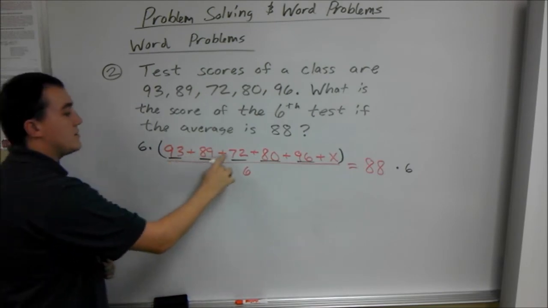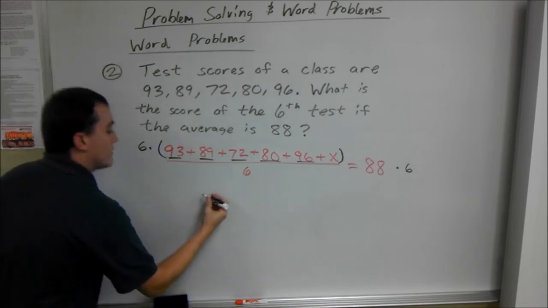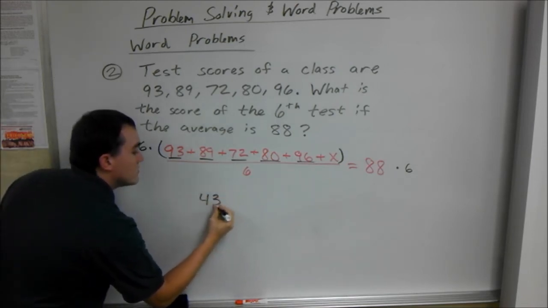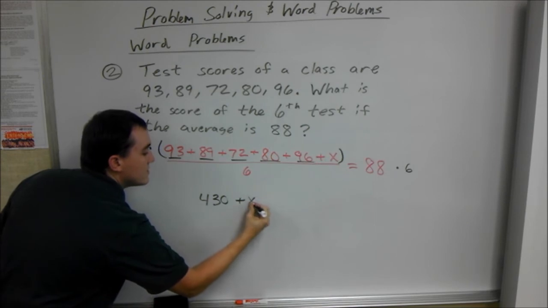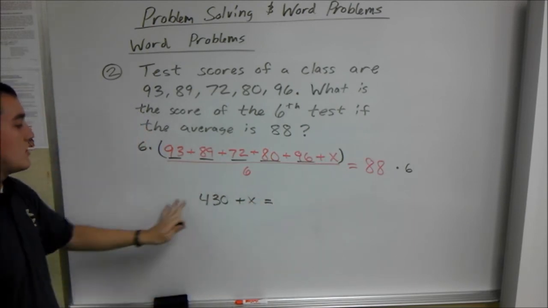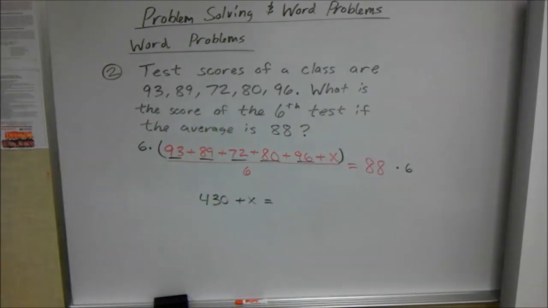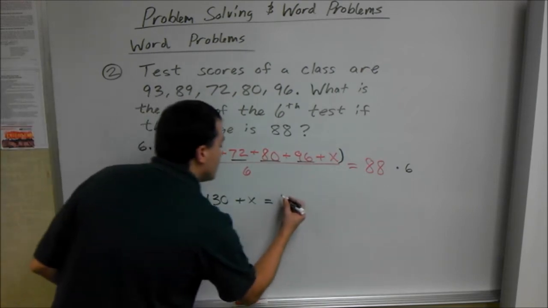If we add all these up, we get 430. So we get 430 from those guys, plus x equals, now our 6 is canceled, so those are gone from this side. And we have 88 times 6, which is 528.